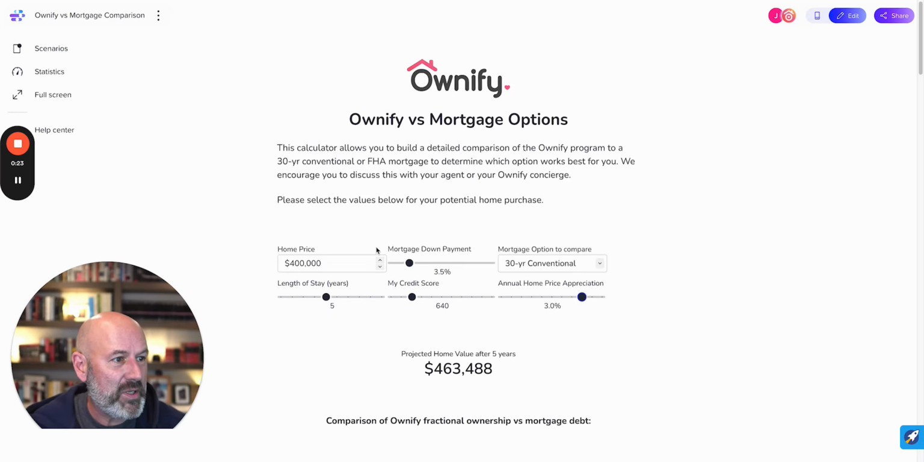The first section is really your basic inputs into what you're looking to do. You can start out by putting in a home price here, between $200,000 and $750,000. That's where Ownify operates today. And really, that's the price that you expect to pay for a home that maybe you've seen on the MLS or Zillow, or that you're discussing with your agent.